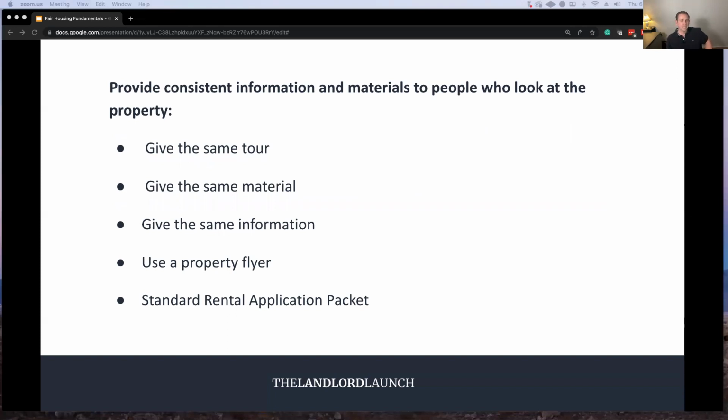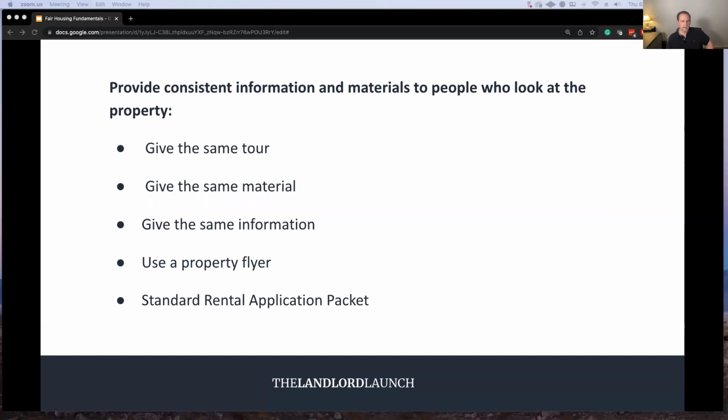Provide consistent information and materials to people who are looking at the property. Make sure to give the same tour. If you're on an apartment community, have a tour path that you walk with everybody. Something that walks by the park, then the pool, then the laundry room, and then your model, and then whatever units are potentially available. Whatever it is, make it consistent. Give the same material out.